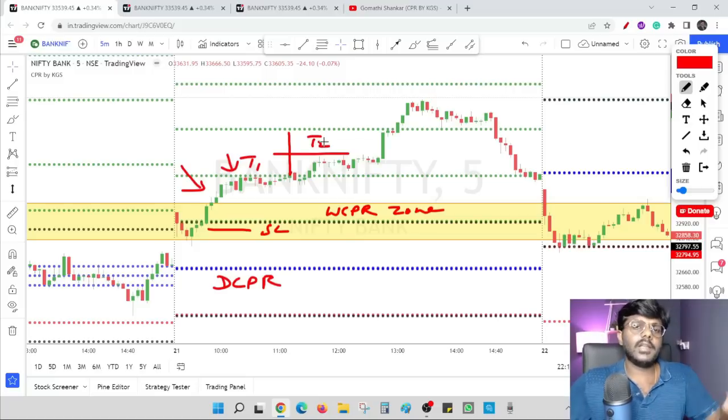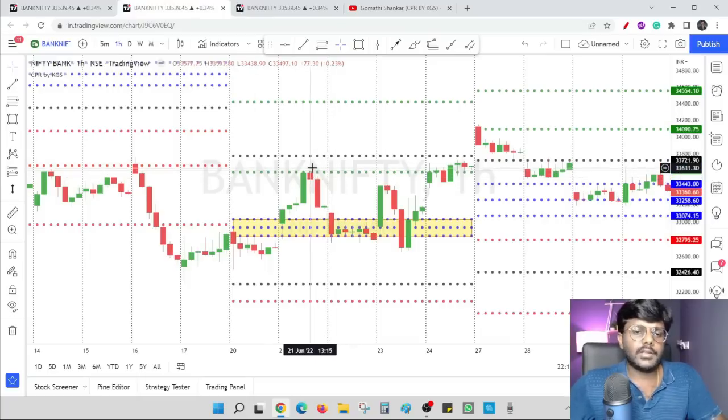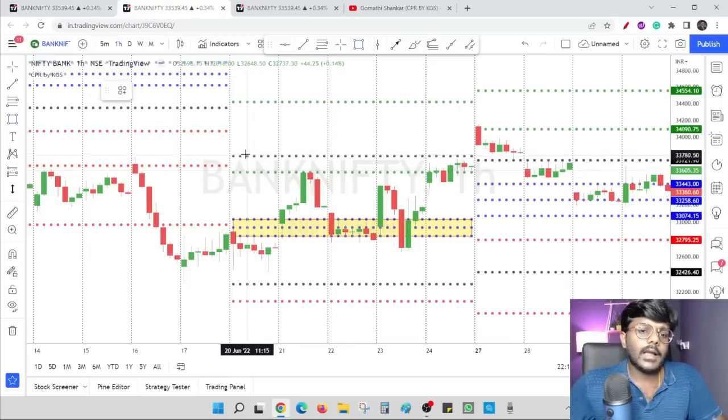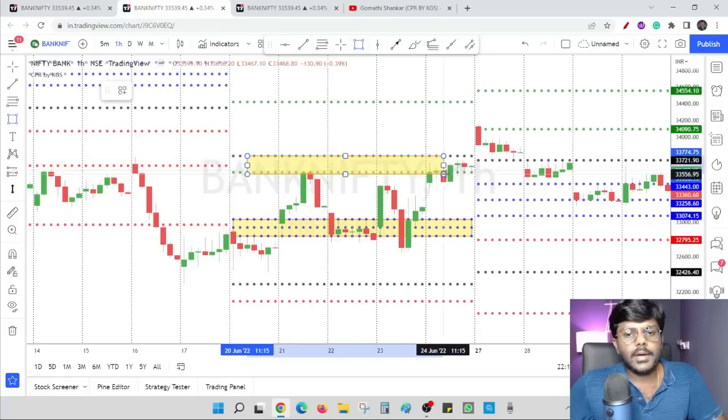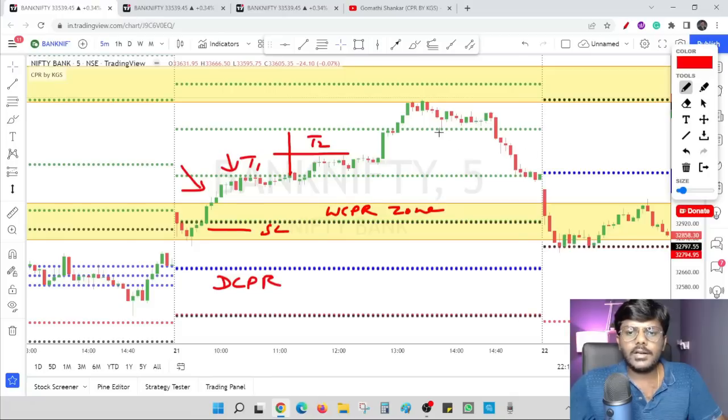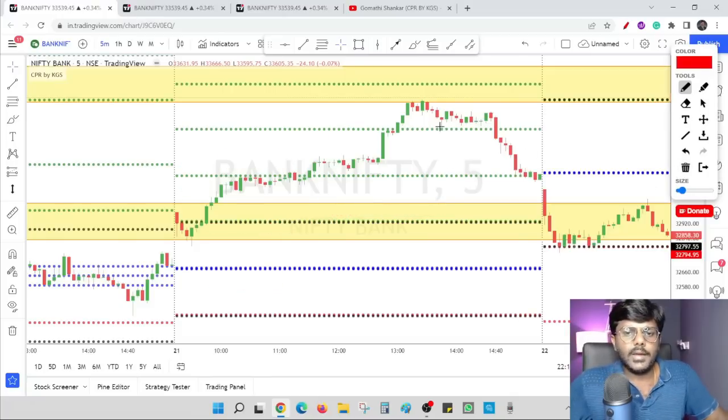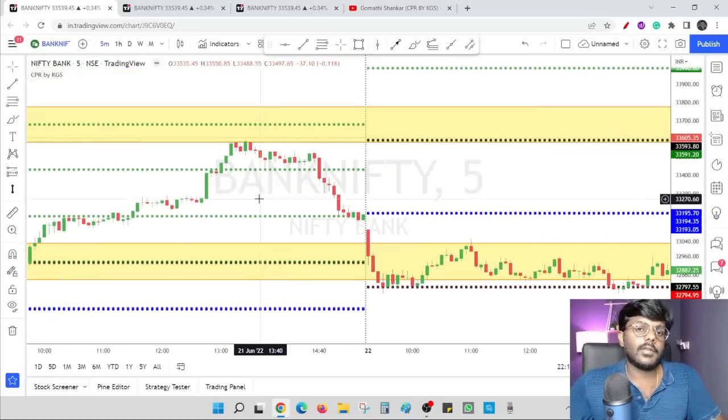I will not stay in this trade for a very long time, because as soon as the market reaches previous week high and R1 zone, anytime the market will reverse. You can see that in the 5 minutes chart, the market reached previous week high and R1 level and quickly there was a reversal. So when I am entering here, my job is to exit as soon as possible, not to remain in the trade for a very long time.